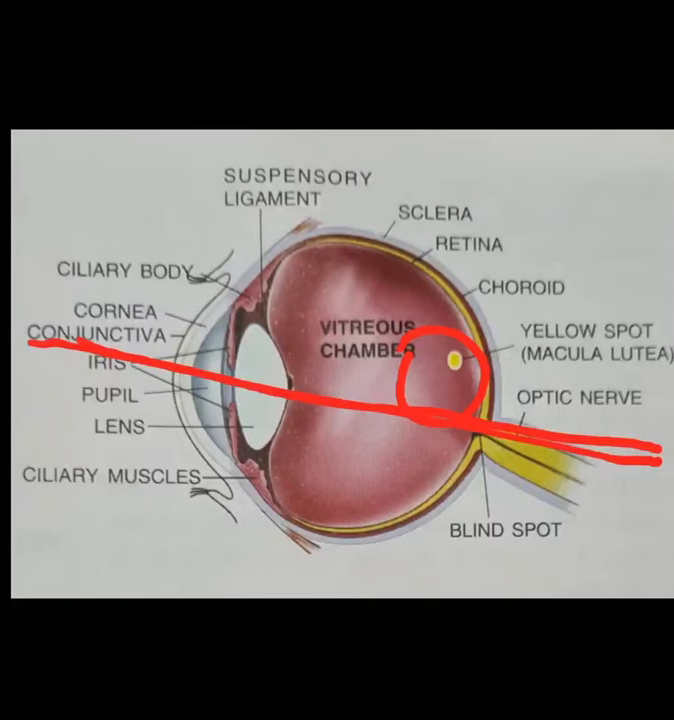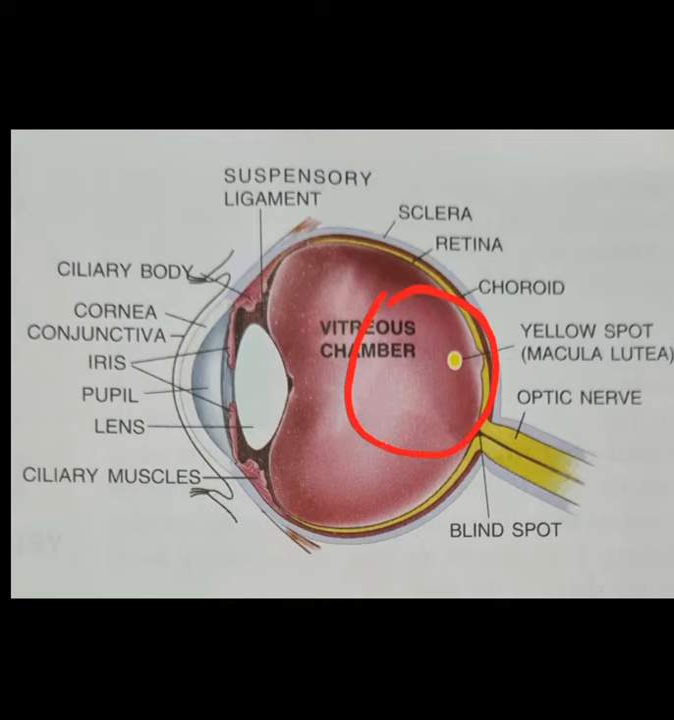This spot contains the maximum number of rods and cones. As the maximum number of rods and cones are present here, this area is the area of brightest vision in our eye. There is another name for the yellow spot, that is fovea centralis. Fovea means window and centralis means at the center. So the yellow spot is also known as macula lutea or fovea centralis.